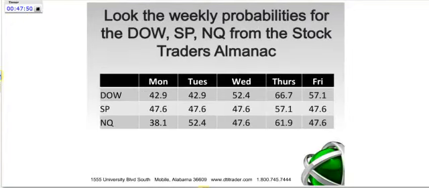All right, look at probabilities for the Dow, S&P, NASDAQ from the Stock Traders Almanac. Monday was real weak, okay? Tuesday was weak, starting off reversed. Wednesday was strong. Remember the Fed minutes? Thursday today was supposed to be a real strong day. And it was strong up through about 9:30 to 10 o'clock this morning and then reversed.